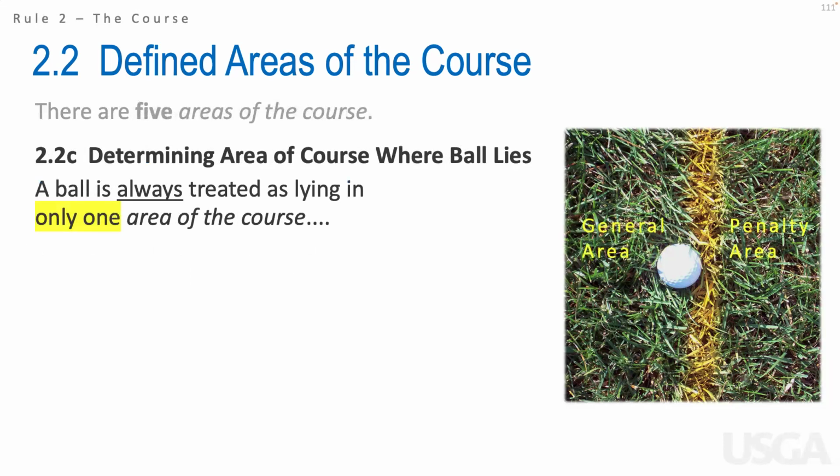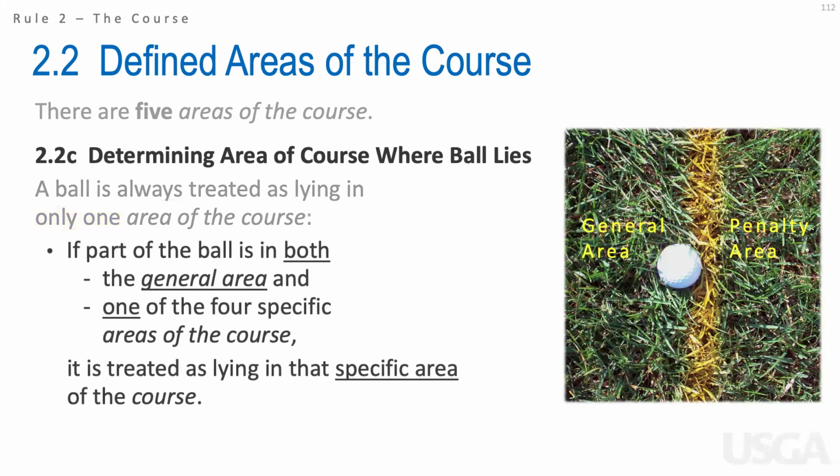So the ball is always treated as lying in only one area of the course. So here we see the ball's on the line. It can't live two lives. It has to choose. You have to have one or the other. So it's going to be in the penalty area. And the default is if it's touching the general area and one of the other 4 specific areas of the course, it's going to be in that specific area. So of the tiered system, the general area is always going to be on the bottom, right?